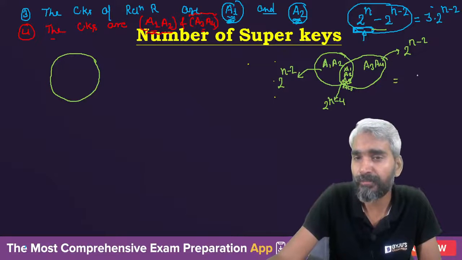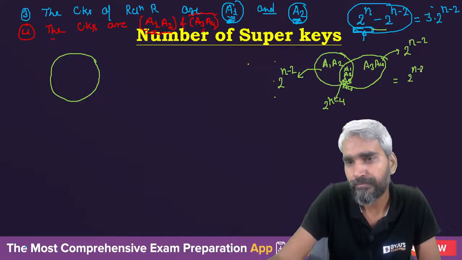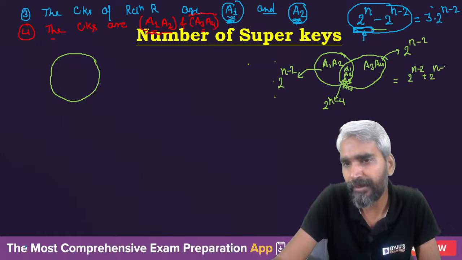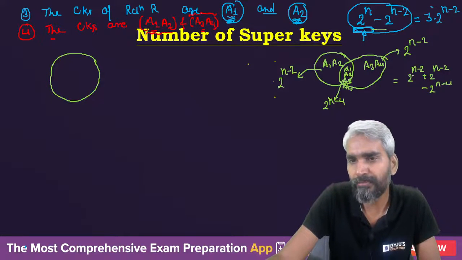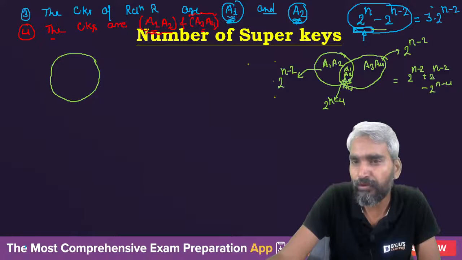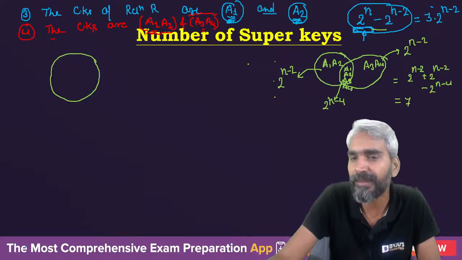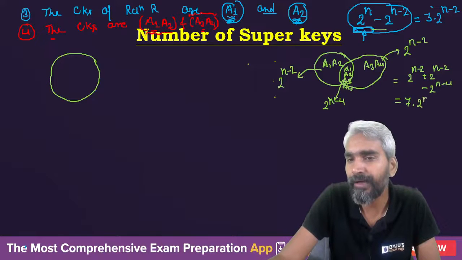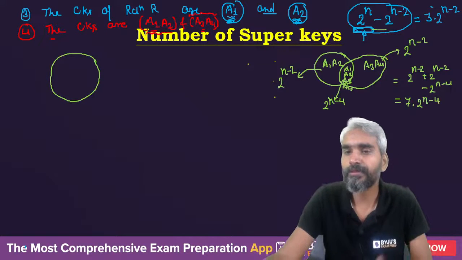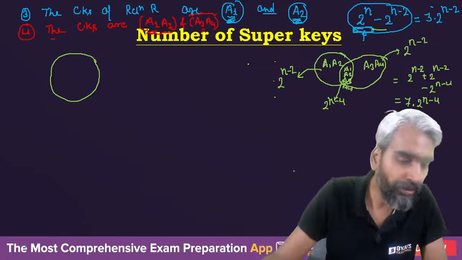So what will be the overall solution? The solution will be 2 raised power n minus 2 plus 2 raised power n minus 2 minus 2 raised power n minus 4. So this will come out as 4 times 2 raised power n minus 4, plus 4 times 2 raised power n minus 4, which is 8 times, minus 1 time. So the answer will be 7 times 2 raised power n minus 4. Yes or no? 7 times 2 raised power n minus 4.